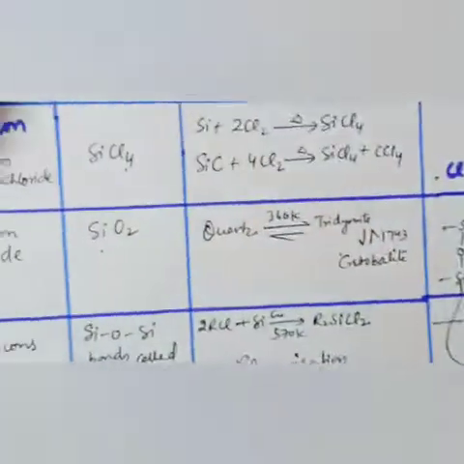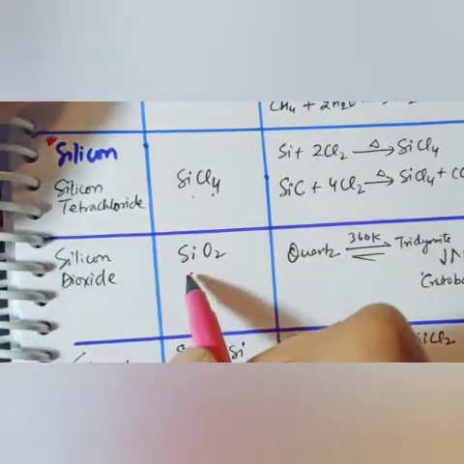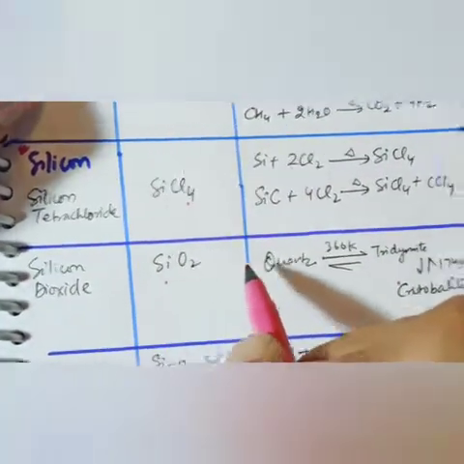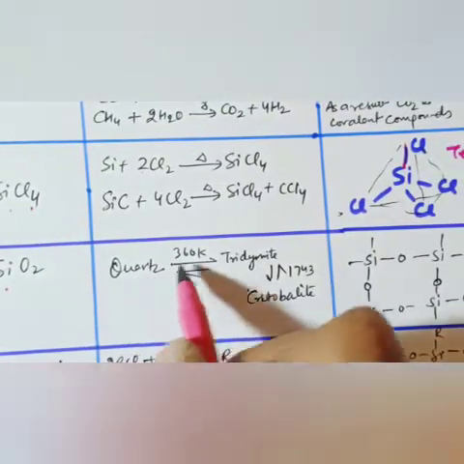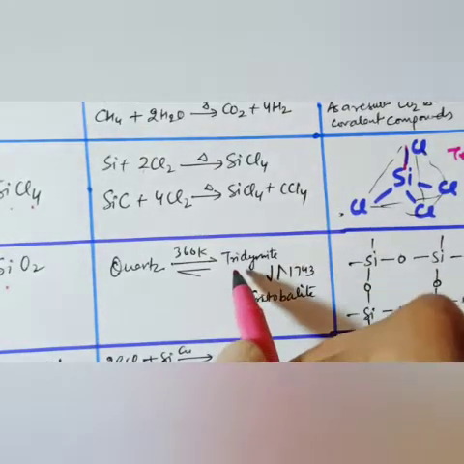Silicon dioxide is the next compound of silicon, with the formula SiO2, in which quartz, when heated at 360 degrees Kelvin, will convert into tridymite.